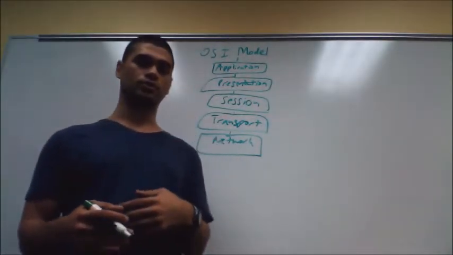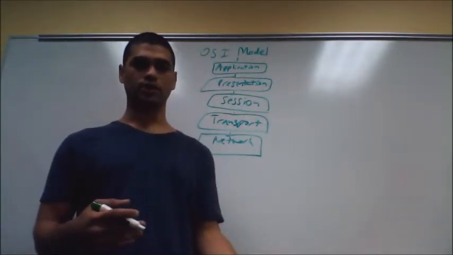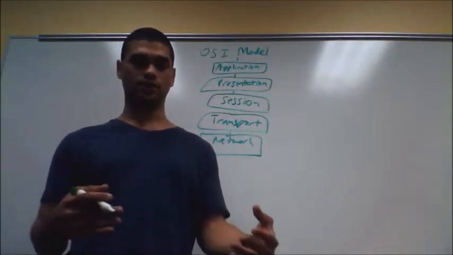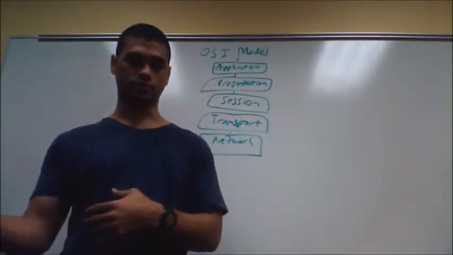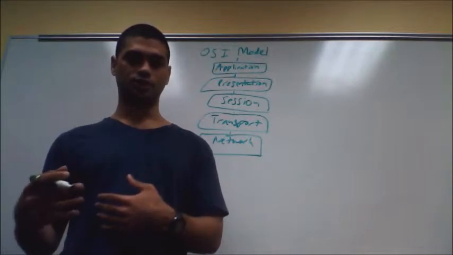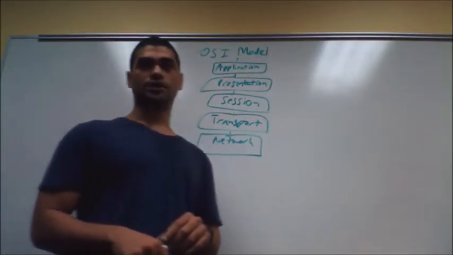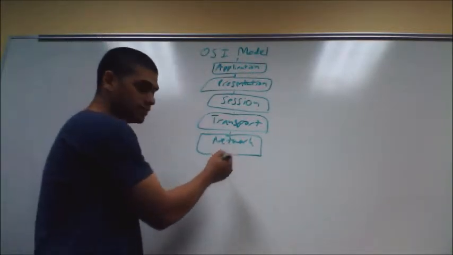So if your router dies or just stops working, and it stops connecting to the internet, stops connecting to your computer, then that is an issue in the network layer. The next layer that I'm going to talk about is the data link layer.